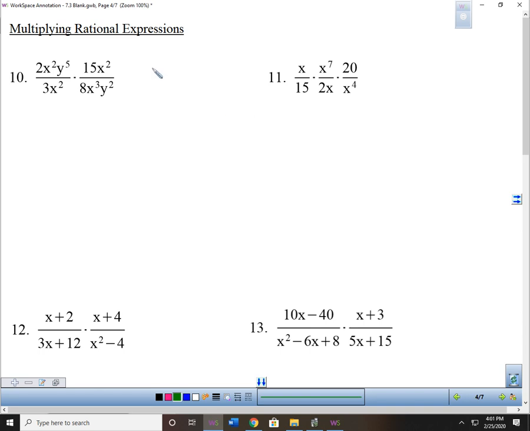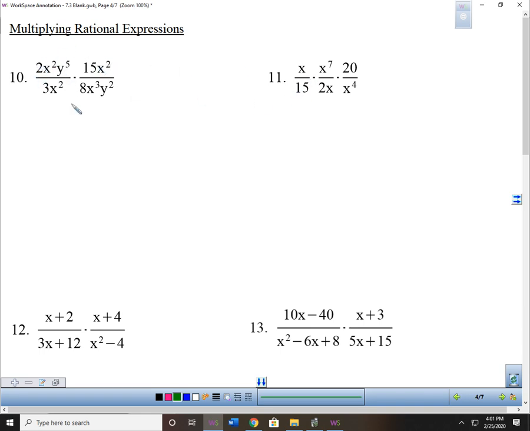All right, so let's talk about multiplying. So we have already done some like this, but we'll do them again. There's multiple ways to do these, okay? I'm going to multiply across and then reduce. I feel like that would be easier. You could start canceling everywhere, but I think that gets a little hairy sometimes. So notice there's no plus or minus signs in these first two problems. So I can just multiply straight across.